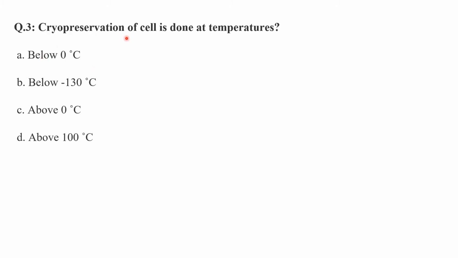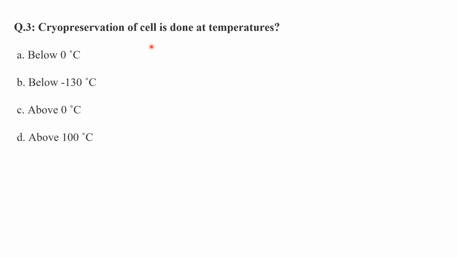The next question is: cryopreservation of cells is done at what temperatures? I was discussing the same with you, that the cryopreservation or storing of the cells is done below minus 130 degrees centigrade. For the short term, the cells are stored at minus 80 degrees centigrade for one or two days, but after that they are transferred to liquid nitrogen, which is at a temperature of minus 190 degrees centigrade.